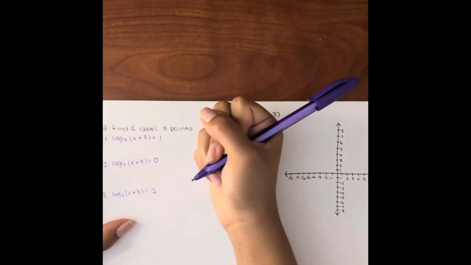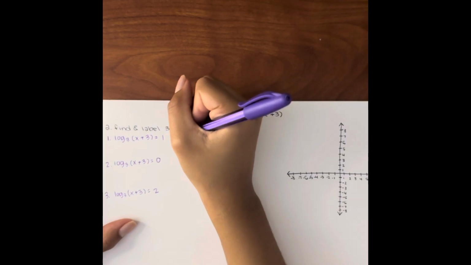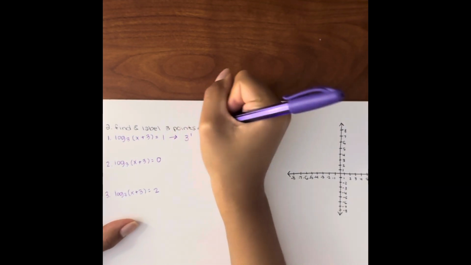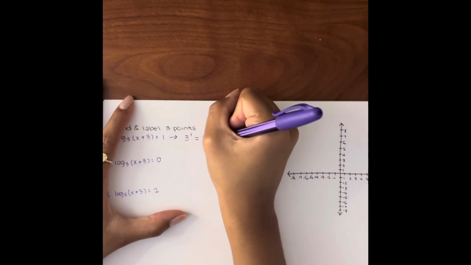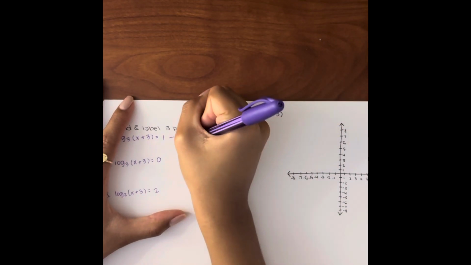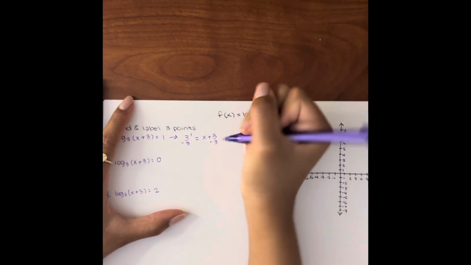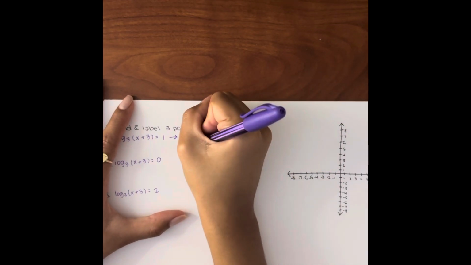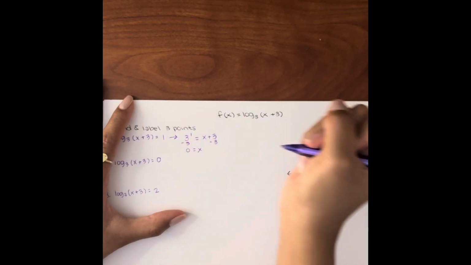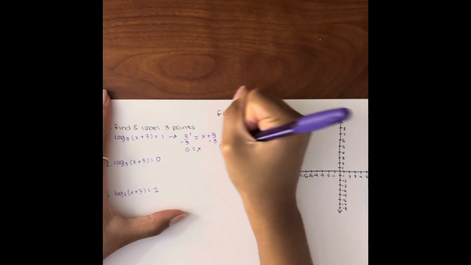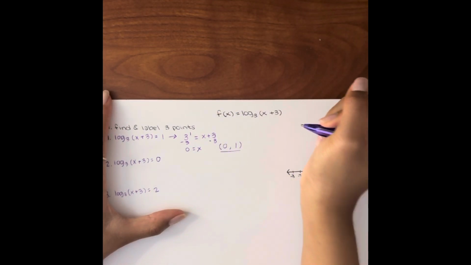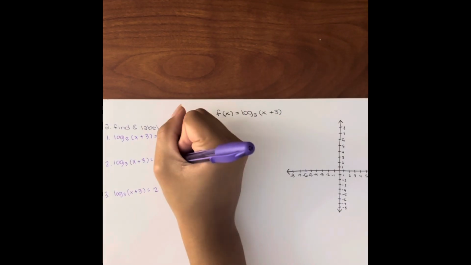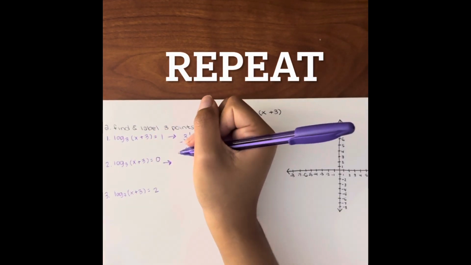I chose 2. Next, I'm going to turn this from log form into exponential form. Then you are going to solve for x. Now plot x as a point. And in this case, f(x) equals y. Then repeat for the other 2 equations.